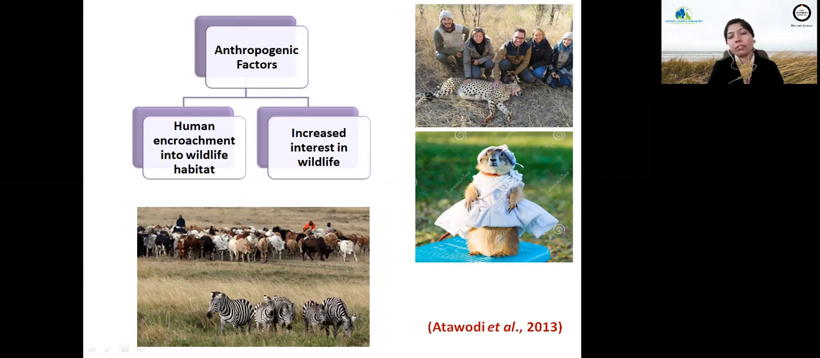When there is increased involvement of wildlife in livestock or human diseases, there are many factors, but most of them are anthropogenic, and these can be categorized into two. First, it can be increased interest in wildlife, that means increased popularity of wildlife, that means keeping them as pets. For example, the monkeypox outbreak in the USA was caused by pet prairie dogs, and those prairie dogs actually got the infection through commercial channels from Ghana.